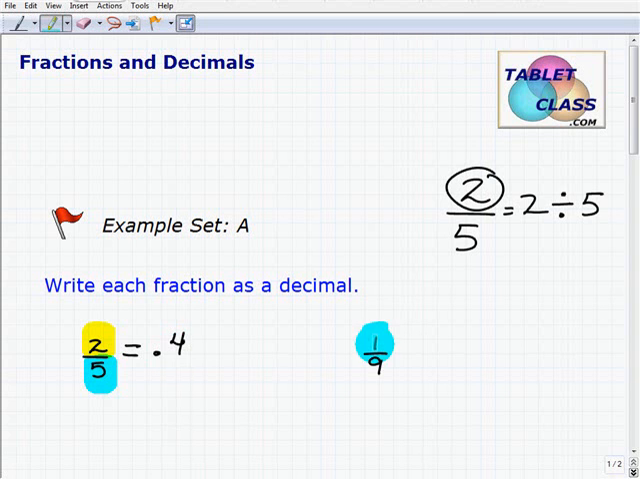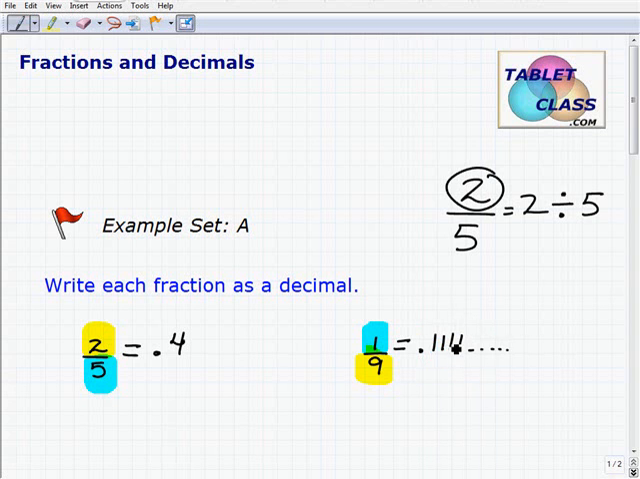All right, so move on to our next problem. 1/9. So we're going to take 1 and divide it by 9. Go ahead and type that into your calculator. So we get 1 divided by 9. And now you notice here that the answer is 0.1111, and it just keeps going. It fills up your screen.